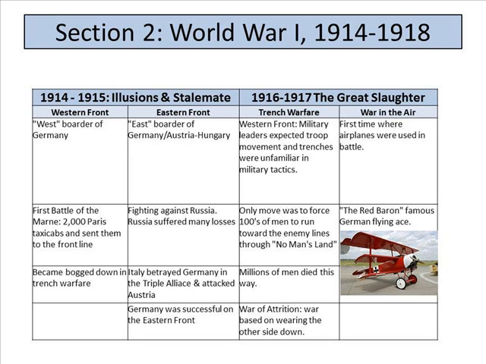Trench warfare, mostly on the Western Front: military leaders expected troop movement, and trenches were unfamiliar in military tactics. The only move was to force hundreds of men to run toward the enemy lines through no man's land. Millions of men died this way. They call this the War of Attrition. The war is based on wearing the other side down, and that's it. War in the air was the first time airplanes were used in battle. One of the most famous, you can see a replica of his plane there, was the Red Baron.